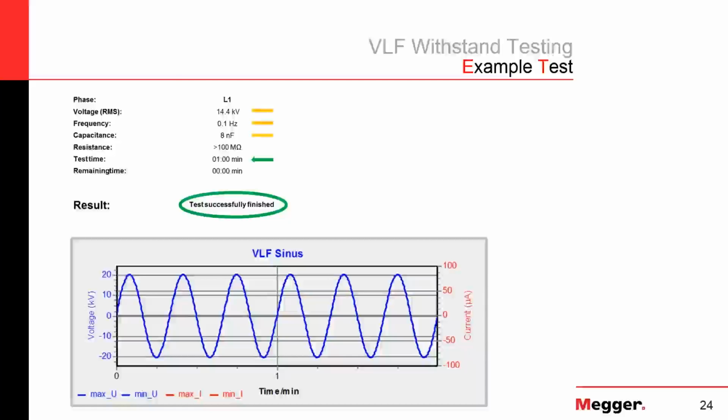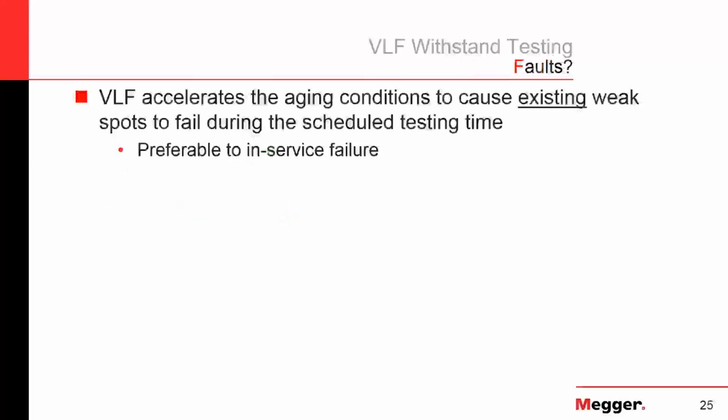Some other parameters here that we can look at. The test was done at 14.4 kV RMS at a frequency of 0.1 Hertz, and the cable had a capacitance of 8 nanofarads. That's important to know because if the cable gets too long, the VLF test set will be unable to charge the cable up. 8 nanofarads is not very much, but if you get something into the microfarads range, it can be too much for the VLF unit to charge.